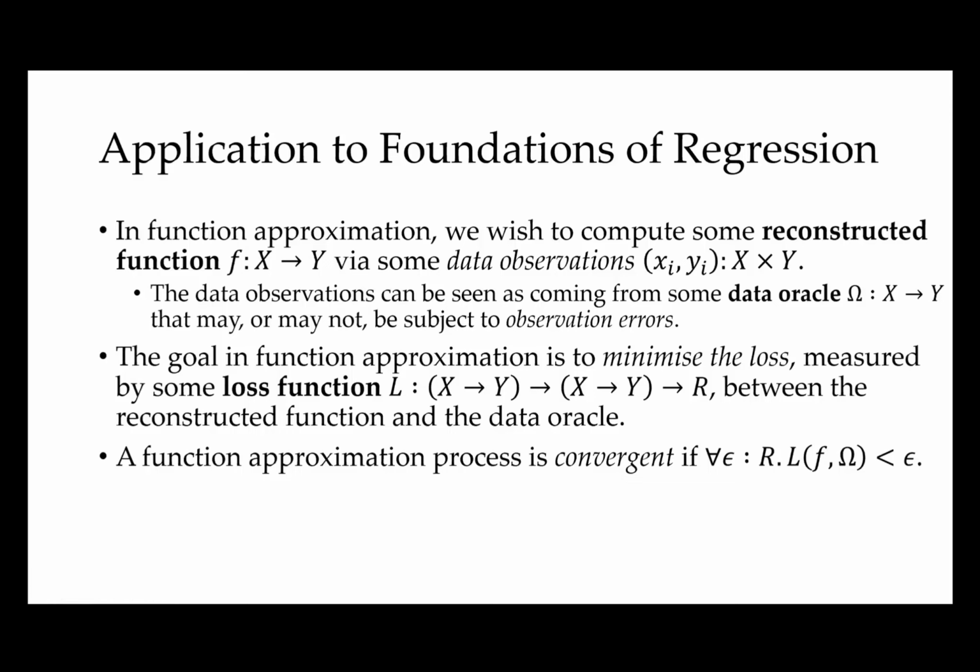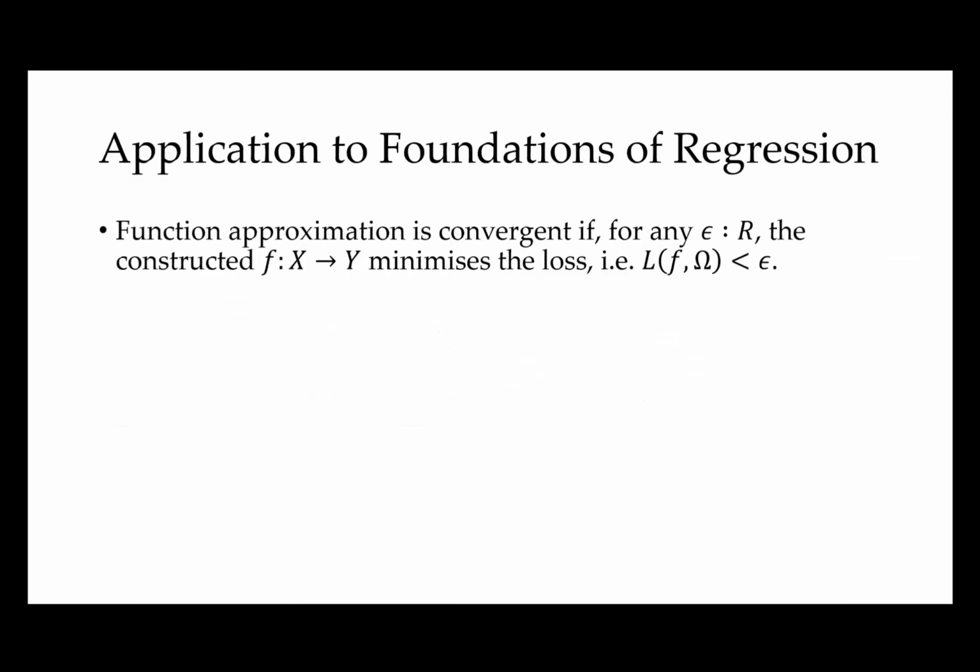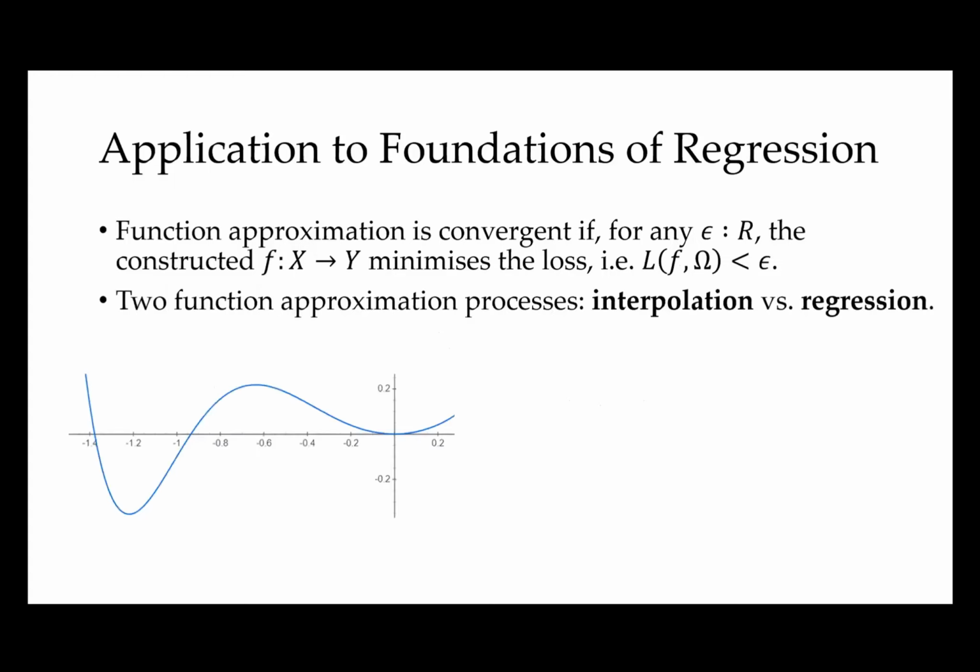And we can start to see now the connections between this and the global optimization. So we've got a global optimization, which we've already discussed, and now we're talking about function approximation, which is more applied machine learning, and we're starting to see the connections between these two areas. So again, as I said, it's convergent if for any epsilon we can minimize the loss between the reconstructed function and the oracle function. And I'm going to explain two different function approximation processes, the ones I briefly touched on at the start, and they're interpolation and regression.